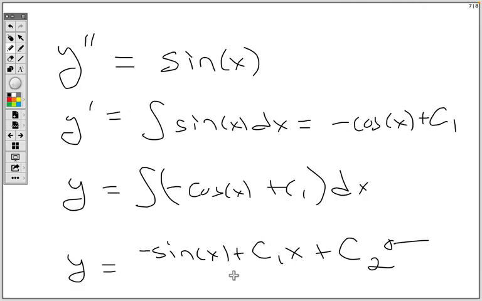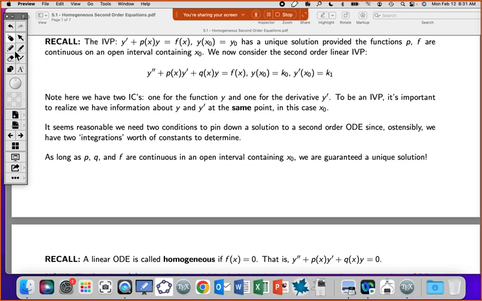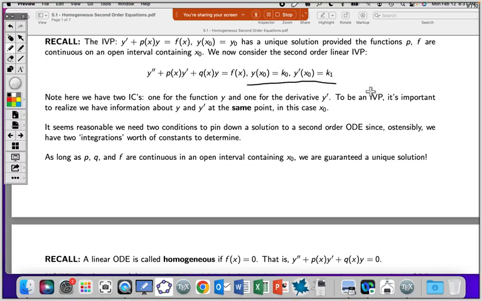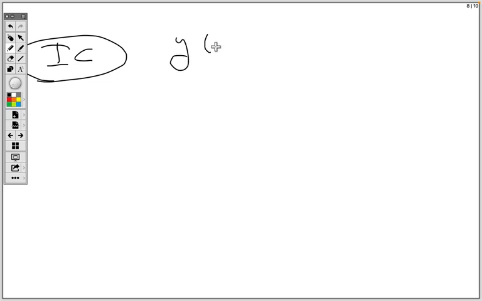So in order to pin down these C1s and C2s, we're going to have initial conditions. Remember, initial conditions talk about what's happening at a particular point. So our initial conditions are going to be of the form, I just want to be consistent with the book, y at x naught is k naught, y prime at x naught is k1. The key here, once again, is that for initial conditions, we're looking at the value of the function and the derivative at the same x value.